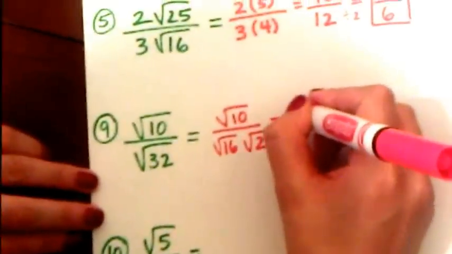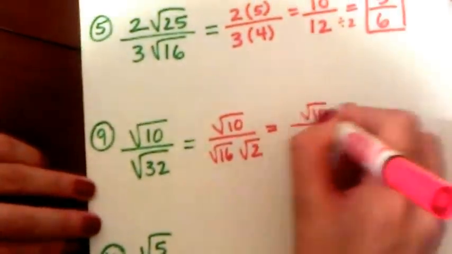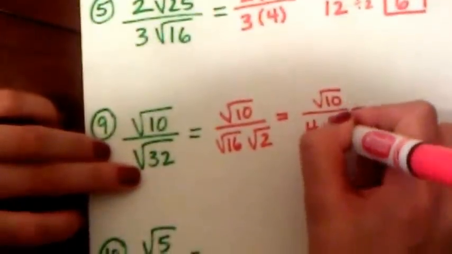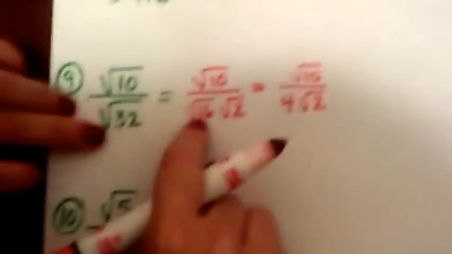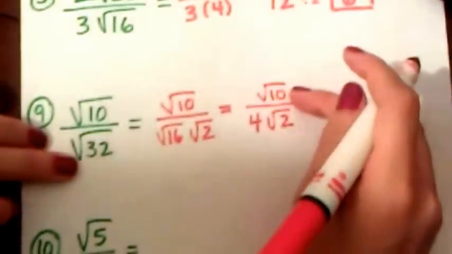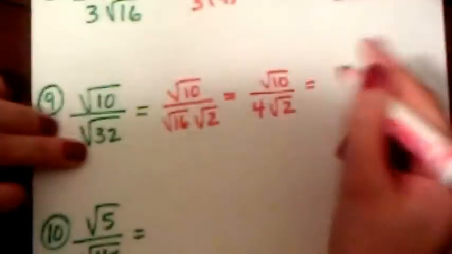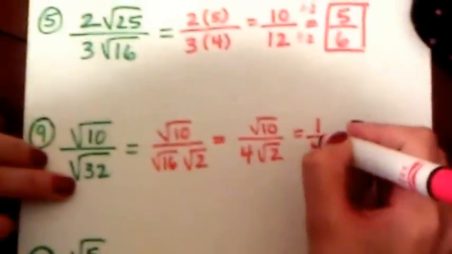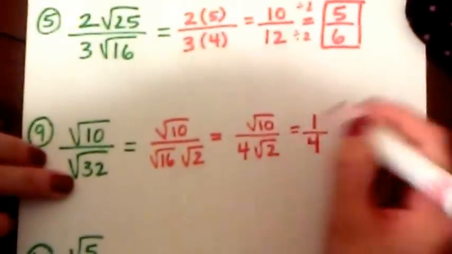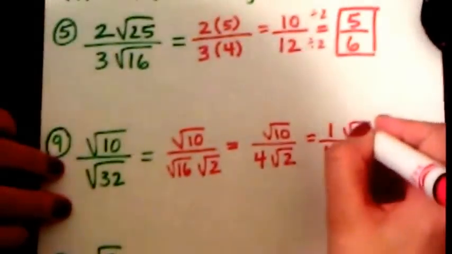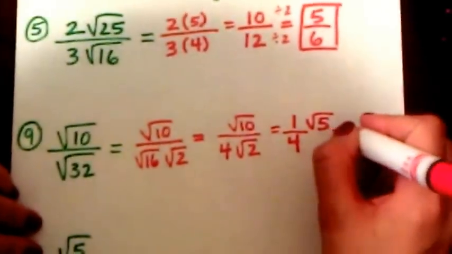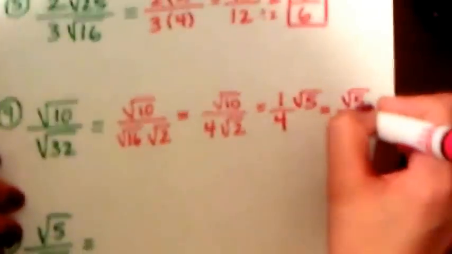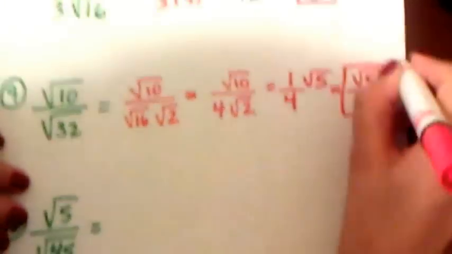So now we have the square root of 10 over 4 times the square root of 2. The 4 came from the square root of 16. And now we can divide the numerator by the denominator. So our coefficient here is just 1/4, and 10 divided by 2 is 5. We can rewrite this without the coefficient and get the square root of 5 over 4. And that's our final answer.